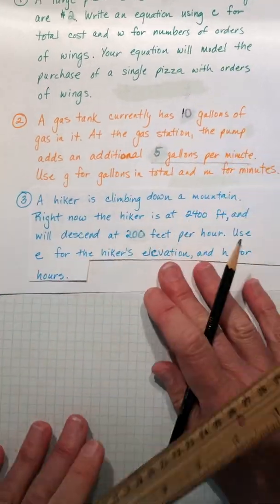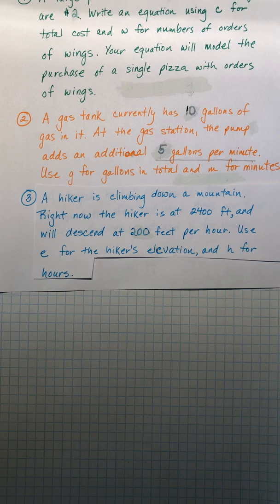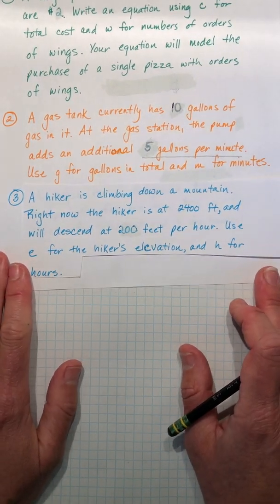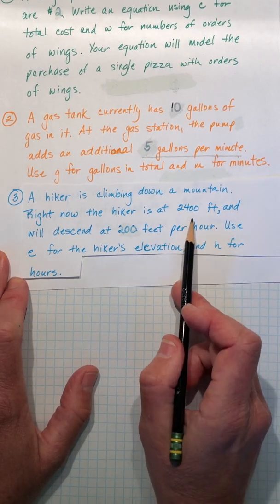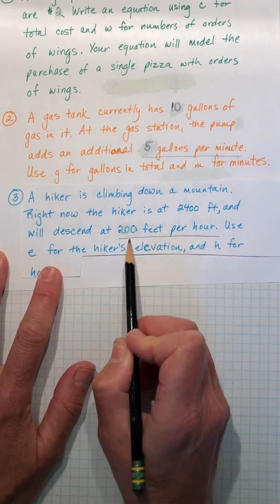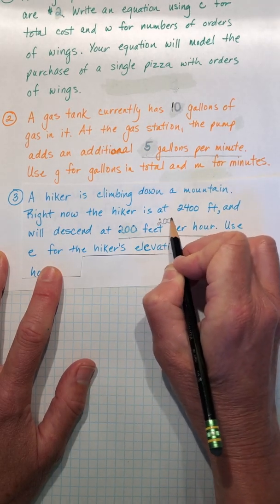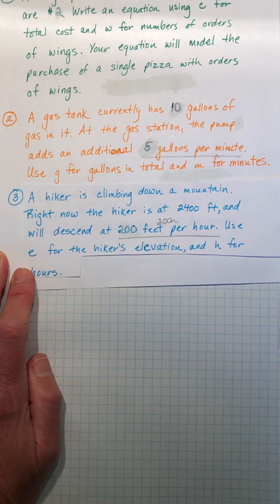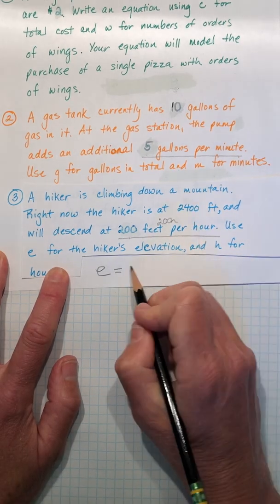So a hiker is climbing down a mountain. Right now, the hiker is at 2,400 feet and will descend at 200 feet per hour. Use E for the hiker's elevation and H for hours. So let's see what we've got here. Where is the rate of change? Is it 2,400 per something or 200 per something? It's right here. And that's how I know the rate of change, 200, is going to actually be 200h in my equation. So the hiker's elevation, E, equals the 2,400 I started with.